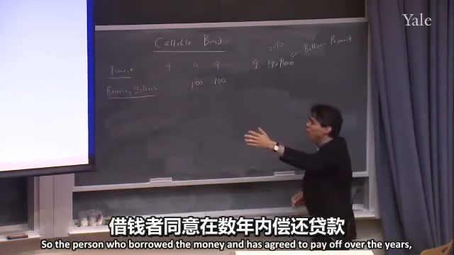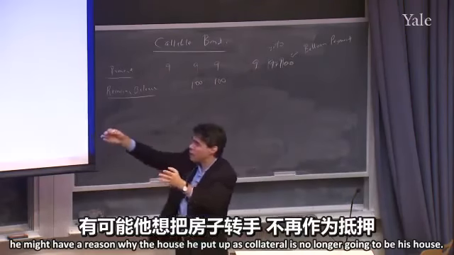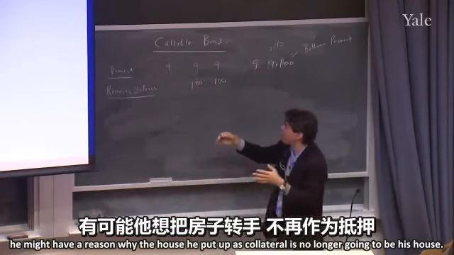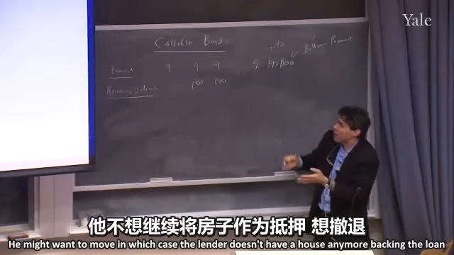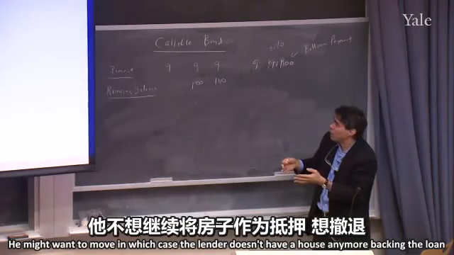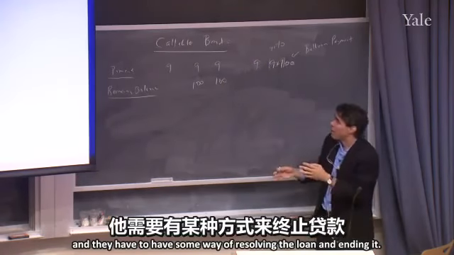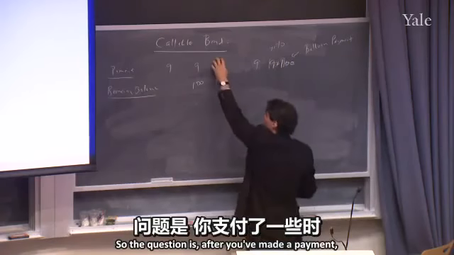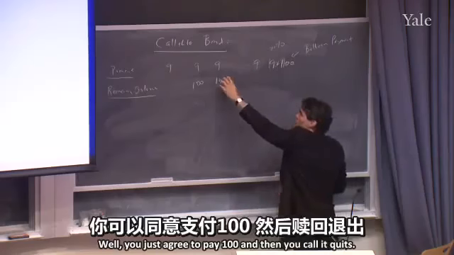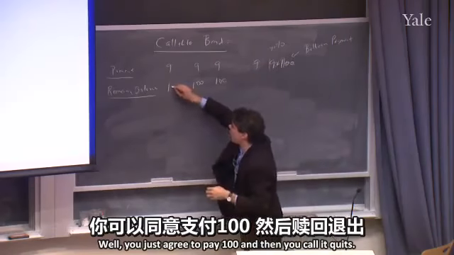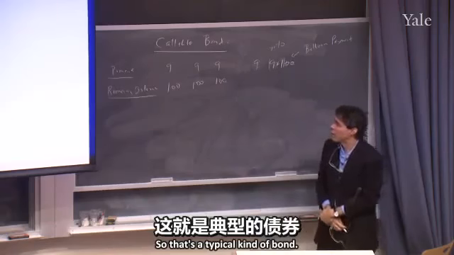The person who borrowed the money and has agreed to pay it off over the years might have a reason why the house he put up as collateral is no longer going to be his house. He might want to move, in which case the lender doesn't have a house anymore backing the loan, and they have to have some way of resolving the loan and ending it. The question is, after you've made a payment, how can you resolve the rest of the loan, which is supposed to go on for 6 more years? Well, you just agree to pay 100, and then you call it quits. That's a typical kind of bond.